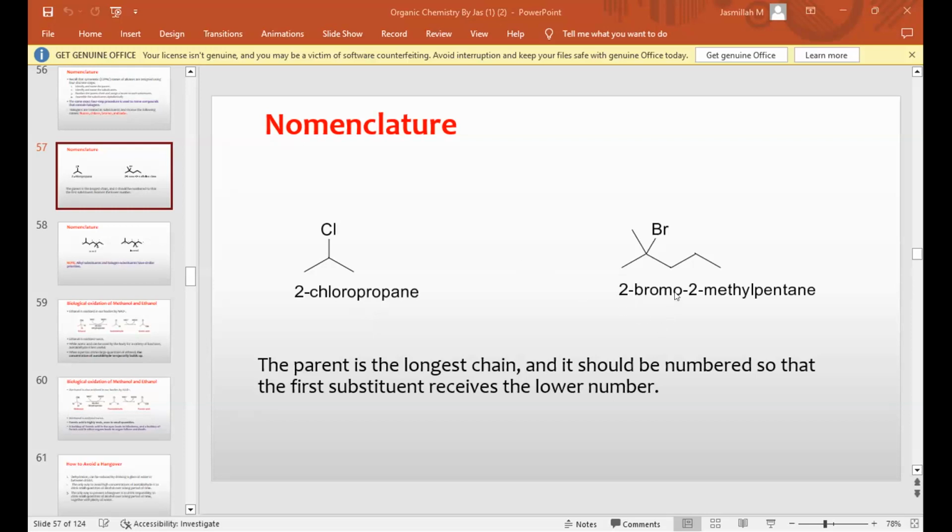Let's say we have a double bond here. Now instead of pentane, it becomes pentene. Say the double bond is on carbon number 3. So instead of pentane, it's pent-3-ene.